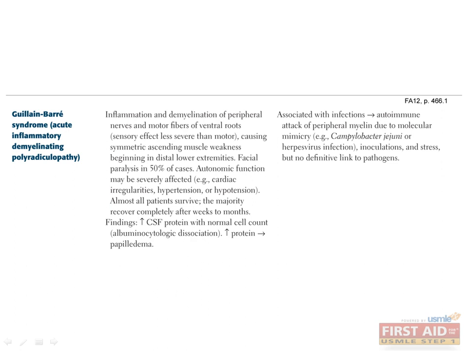Now, what is the classic infection that's associated with GBS? Well, it is Campylobacter enteritis. Herpes virus infection can do it as well. The pathogenesis is thought to be autoimmune related, so Guillain-Barré syndrome can occur a few weeks after the initial infection.